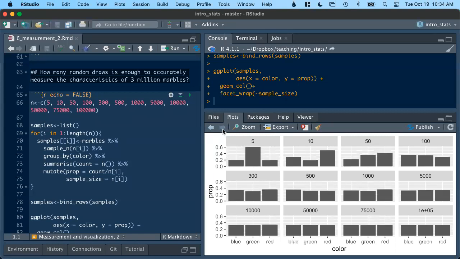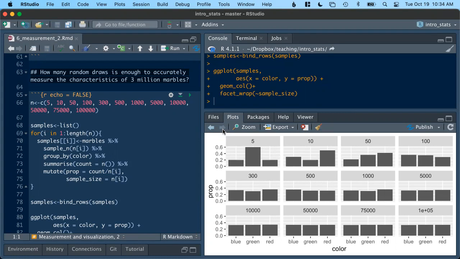500 and 1,000 and up are also not moving much at all. So once we get to 300, we see about as much movement at 300 as we do at 500, and not much more movement at 1,000, right? So we could use just this simple plot to say, you know what? 300 is probably enough to get close.